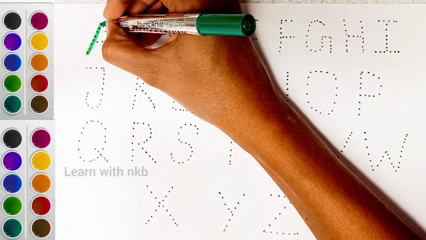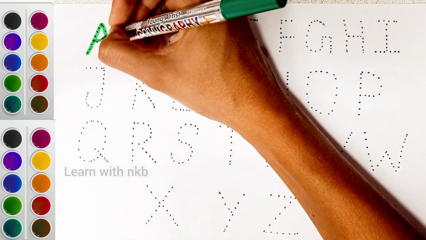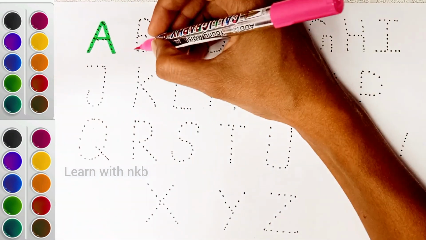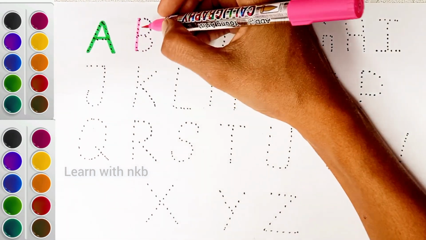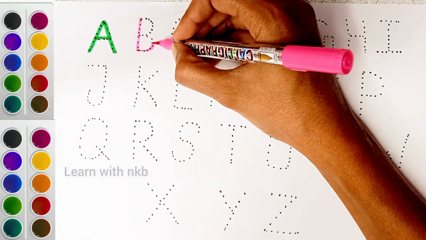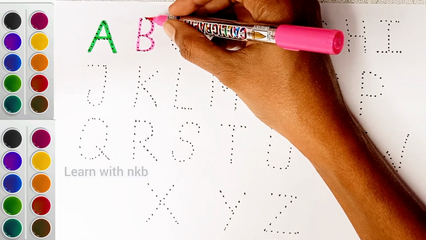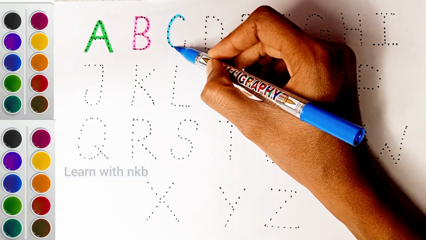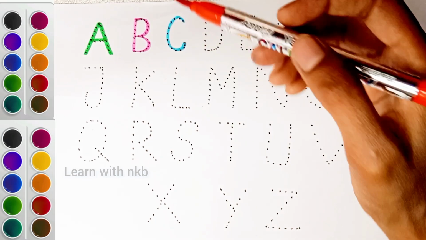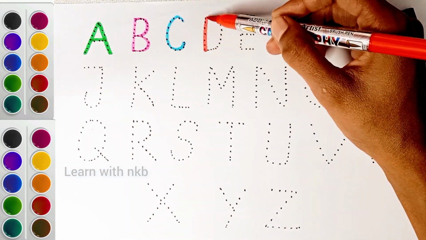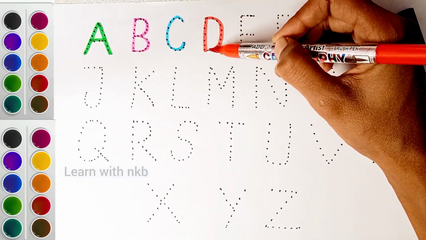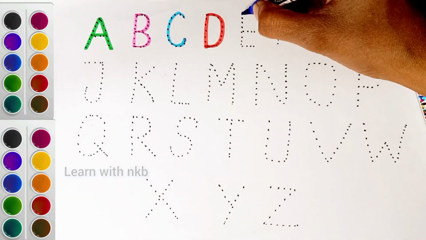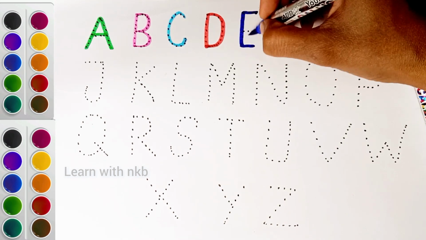A for apple, A for ant. B for bat, B for ball. C for cake, C for camel. D for dog, D for drum. E for elephant, E for eagle.